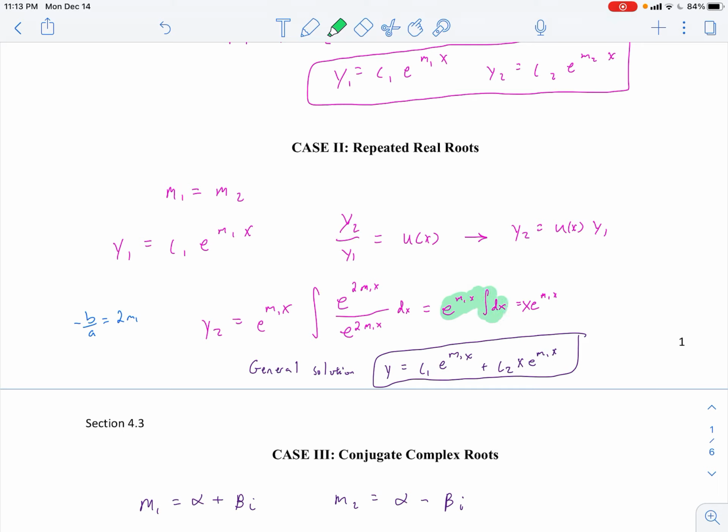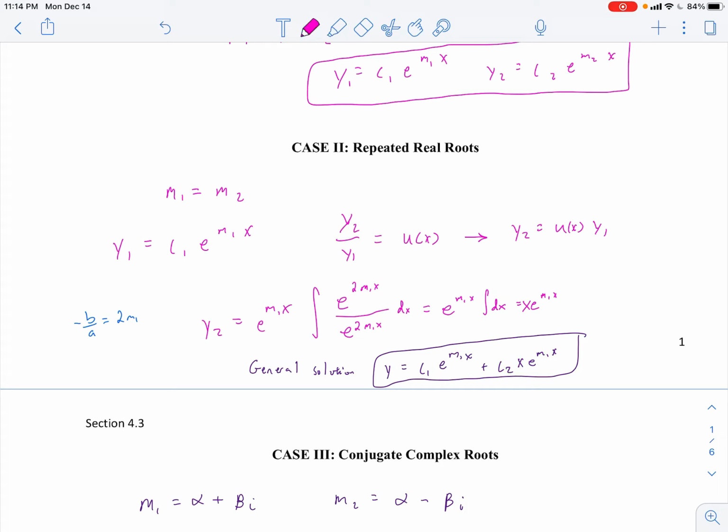So if we have e to the m sub 1 of x times the integral of dx, that's just going to be x times e to the m sub 1 of x. And that's going to be our second solution, all right, x e to the m sub 1 of x. So that m sub 1 stays the same, we now just have an x. And the general solution is going to be y equals c sub 1 e to the m sub 1 of x plus c sub 2 x e to the m sub 1 of x.